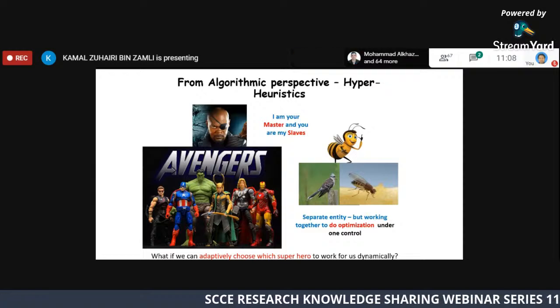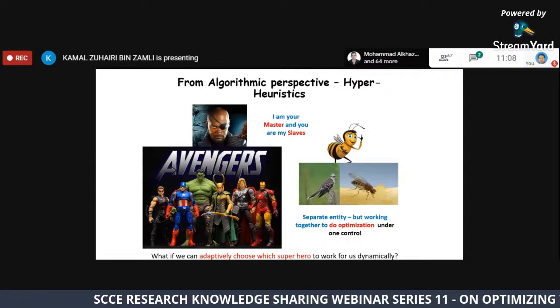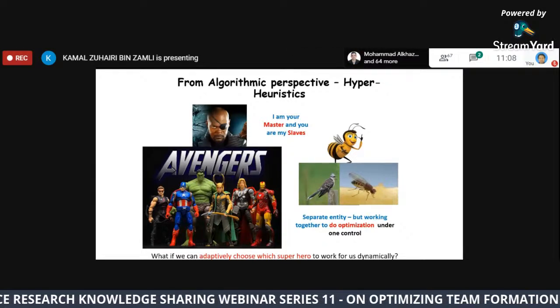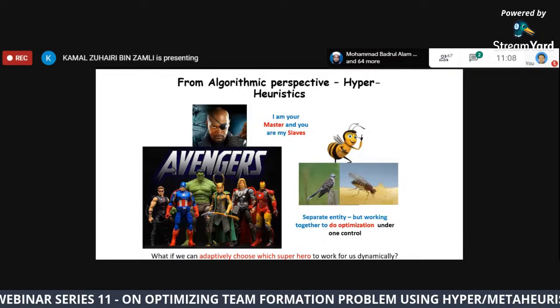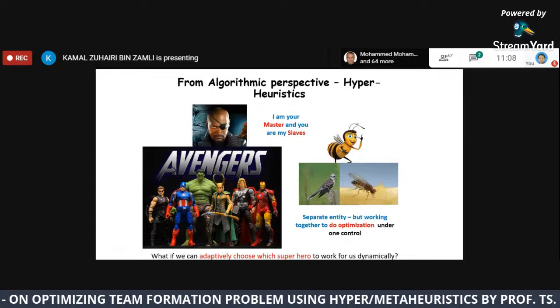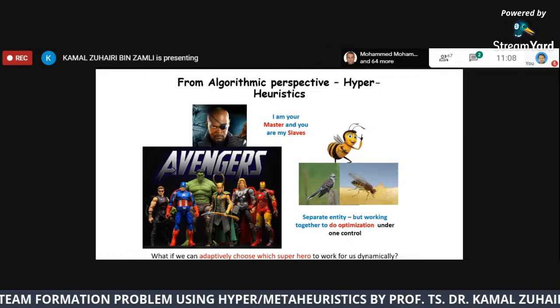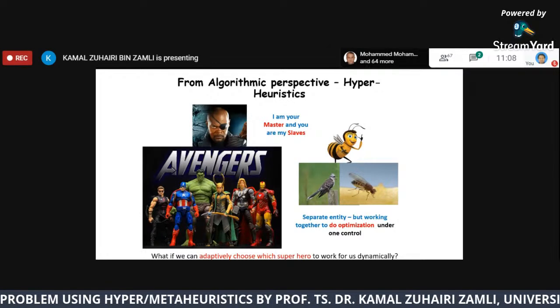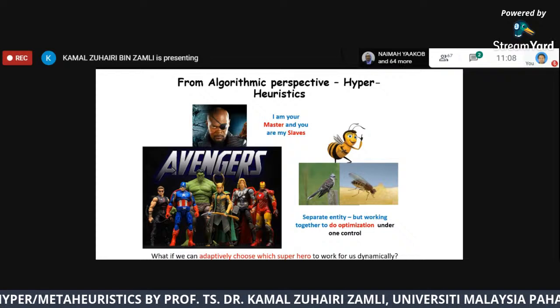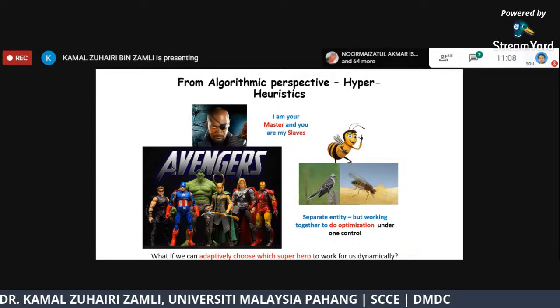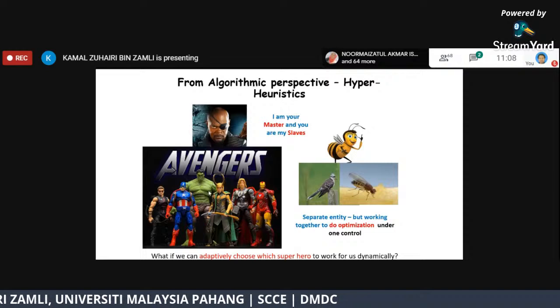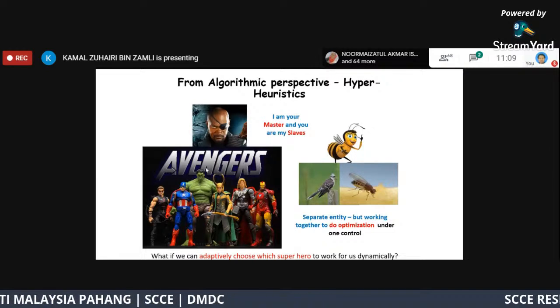So this is the idea of hyper-heuristic, where you control the meta-heuristic. The best performing meta-heuristic gets an opportunity to run again. The one that performed poorly will be penalized. Sometimes some algorithms put them in taboo search or something like that. So this is the idea of hyper-heuristic.